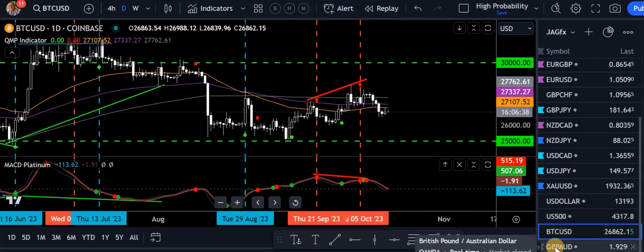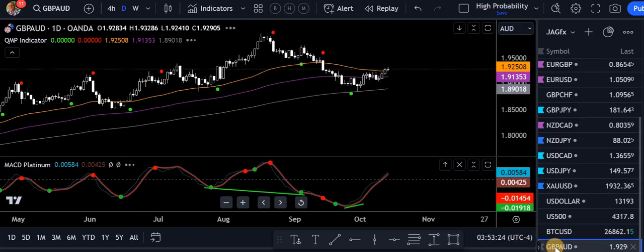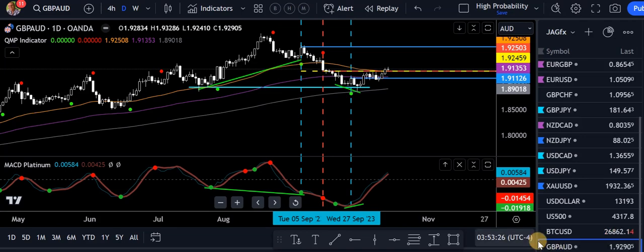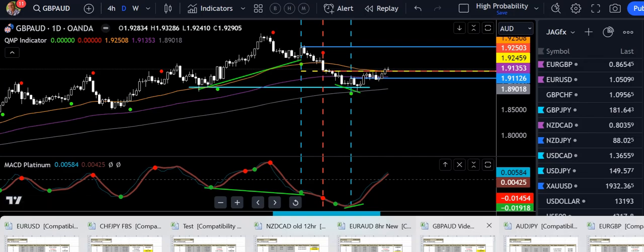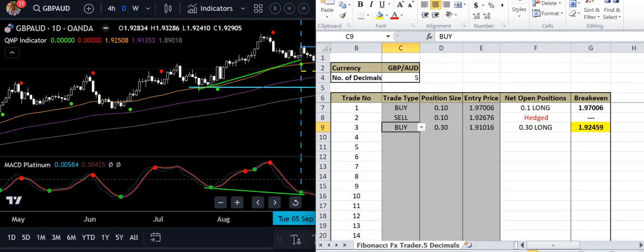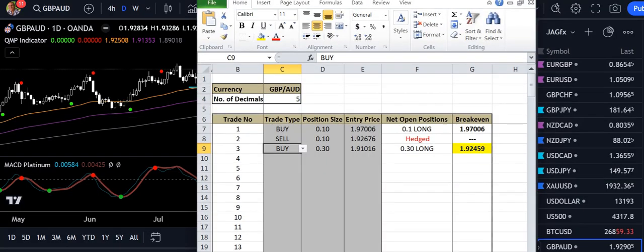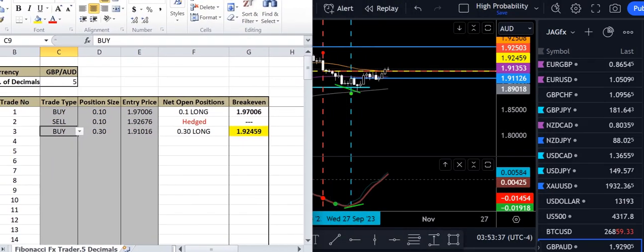And finally, the pound Aussie that we've been doing on the charts, and bang, there we go. Now this was an experiment on hedging. I'll just bring it up. That's the one. Now let's have a look here.